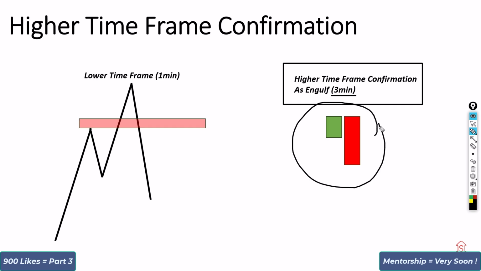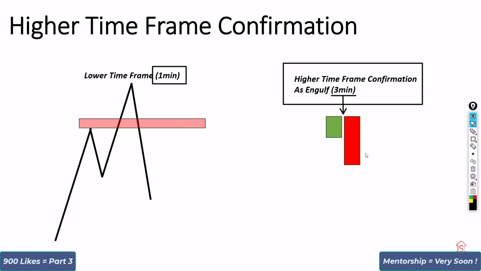This is an engulfing pattern, a bearish engulfing pattern. Everybody knows that this is engulfing. If you see this at the 3 minute time frame, and if you switch to the 1 minute time frame you see the QMR setup, it means that you can take this trade. This is a higher time frame confirmation. When you see this at the 3 minute time frame, which means every single candle is 3 minutes, you can count on this QMR setup.